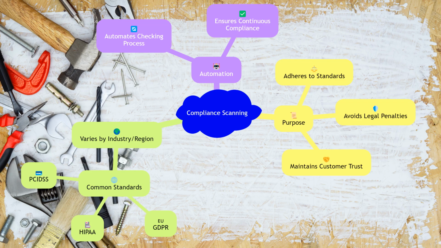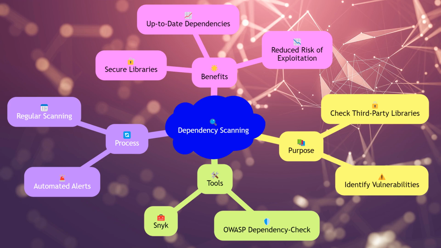Compliance scanning ensures that your software adheres to regulatory standards and industry best practices. This is essential for avoiding legal penalties and maintaining customer trust. Compliance requirements can vary depending on the industry and region, but common standards include GDPR, HIPAA, and PCI DSS. By implementing compliance scanning, you can automate the process of checking for adherence to these standards, making it easier to stay compliant.